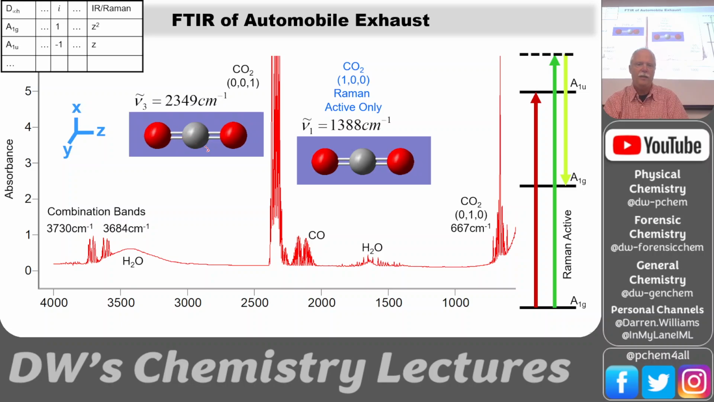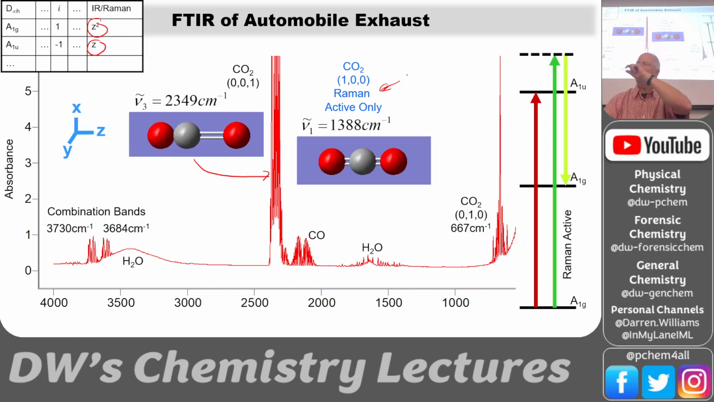But we see that this CO2 asymmetric stretch is in the infrared at 2349. It's A1U, it's a Z motion, it's along the Z axis of the molecule. If I've got the symmetric stretch, that's Z squared, that's going to come in as A1G, that's going to be only Raman active.